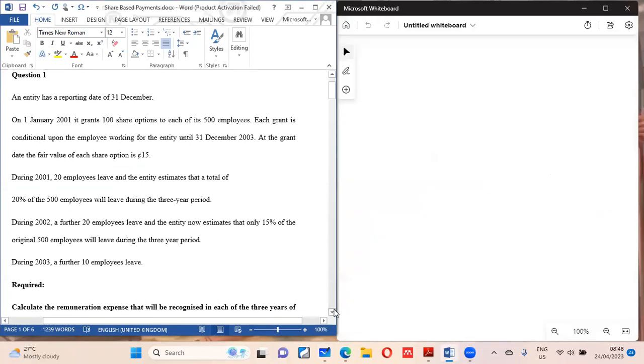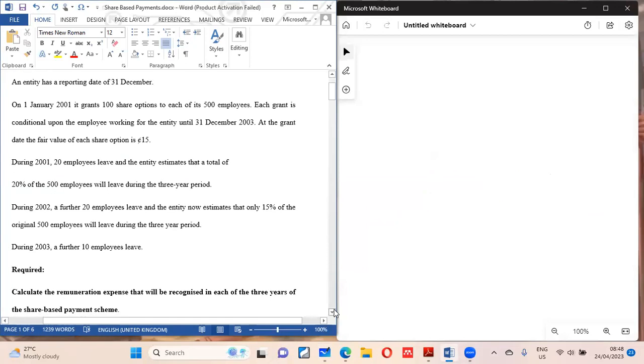Okay, so the question here is saying that an entity has a reporting date of 31st December. On January 1, 2001, it grants 100 shares to each of its 500 employees. Each grant is conditional upon the employee working until 31st December 2003. At the grant date, the fair value was 15.